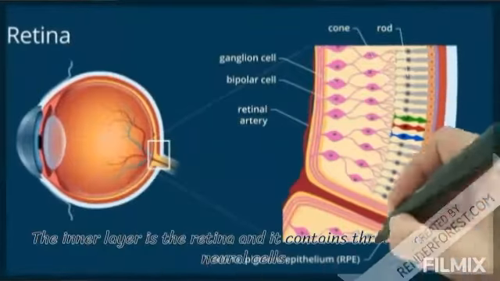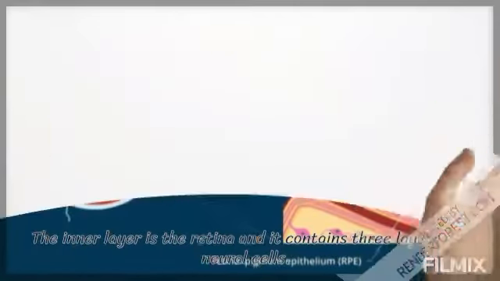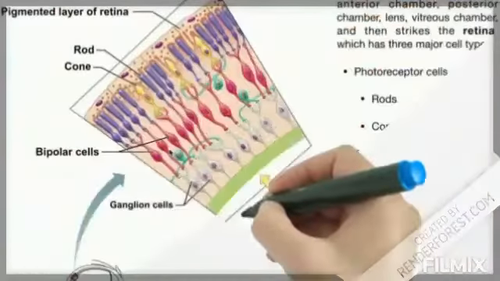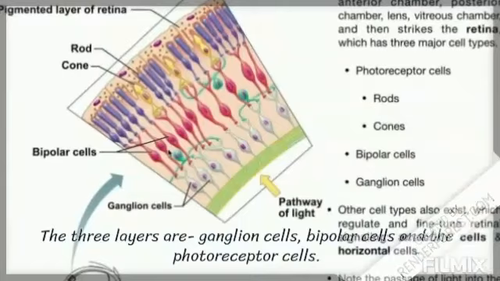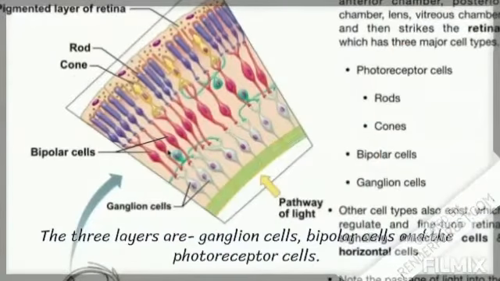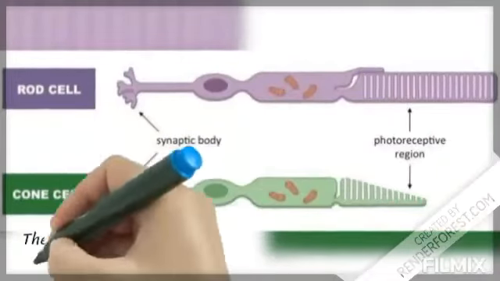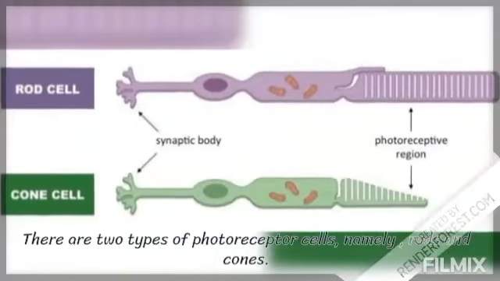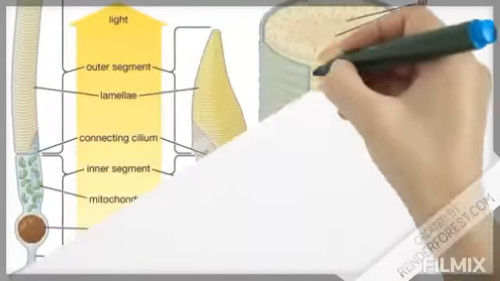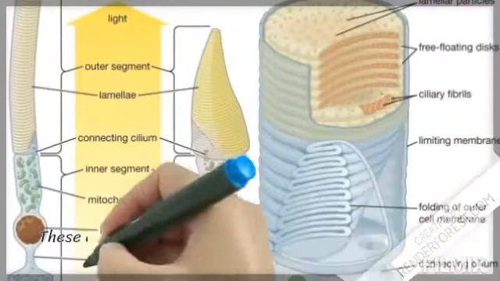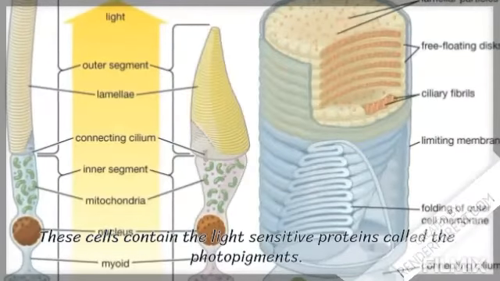The inner layer is the retina, and it consists of 3 layers of neural cells. From inside to outside, the 3 layers are ganglion cells, bipolar cells, and photoreceptor cells. There are 2 types of photoreceptor cells, namely rods and cones. These cells contain the light-sensitive proteins called the photopigments.